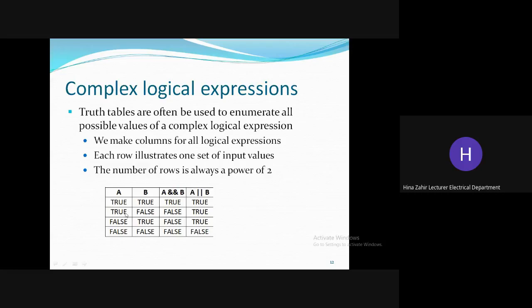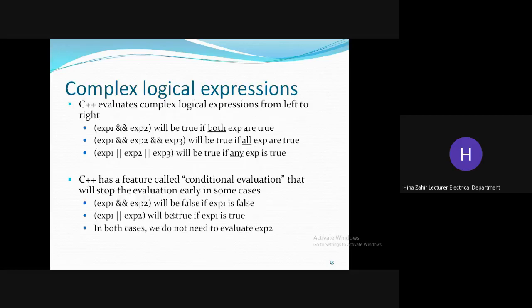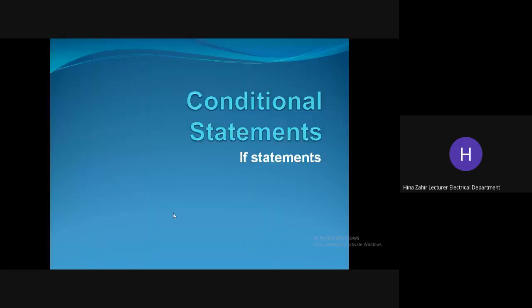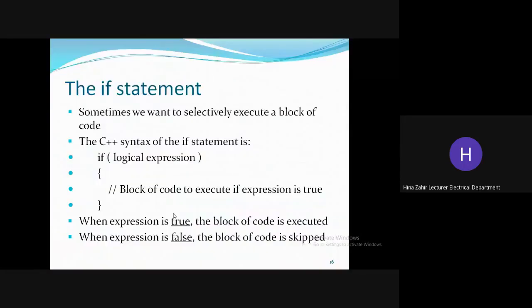So this means that if we have two conditions, both of them must be true for the AND gate to give you 1. Even if one of them is false, the AND gate will give you a false answer. Now we will see this in an example. Let's leave it for now. Let's do our if statement.